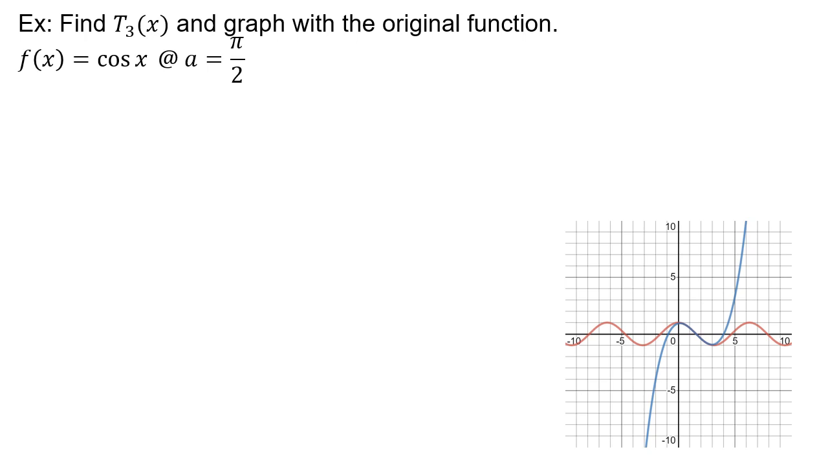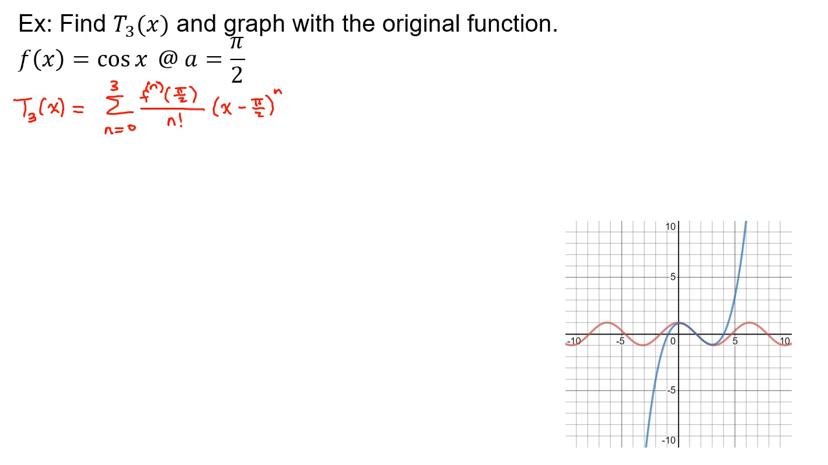So my T3, since it's a 3rd degree Taylor polynomial, would be the summation from n equals 0 to 3 of the nth derivative evaluated at pi over 2 divided by n factorial times x minus pi over 2 to the n. So a little bit different, but not too bad. I still need to take all these derivatives.